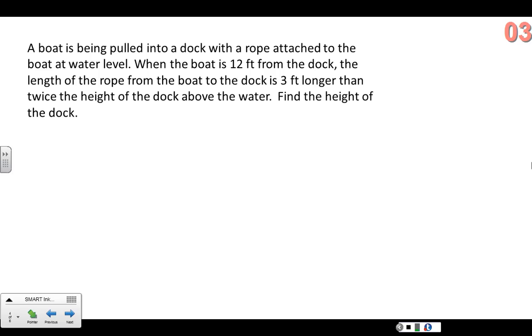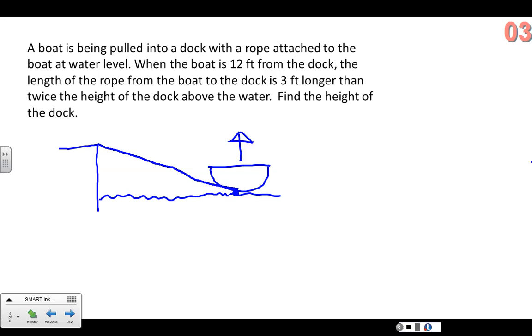Let's draw a picture here so we get an idea of what we're looking at. Here's my dock. The water's down here. And we know we have a boat out here on the water somewhere. The boat is being pulled into the dock with a rope attached to the boat at water level. So we're going to say that's the rope, and that it's pulled tight there.